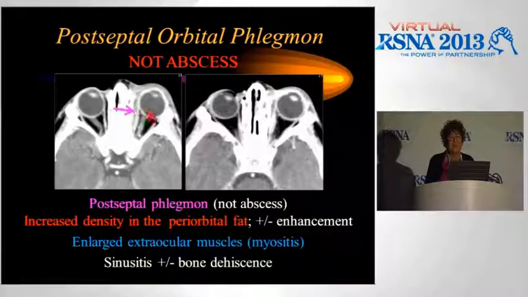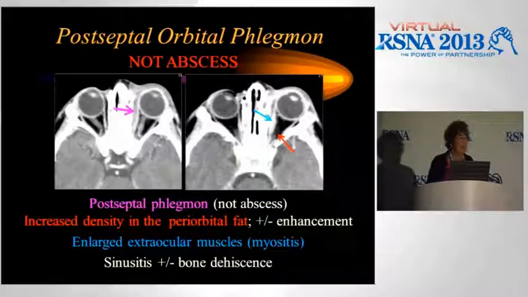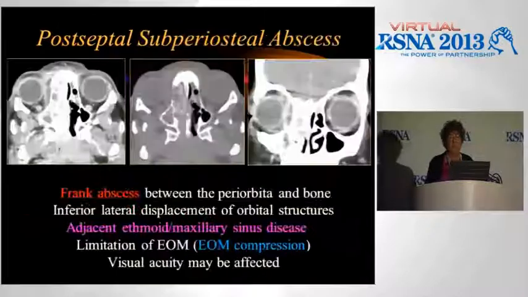And you can see here that there is a collection between the periorbita and the medial rectus muscle. And you can see increased density in the periorbital fat and enlargement of the adjacent extraocular muscles, indicating myositis of that medial rectus muscle. Now, sometimes you have sinusitis, sometimes you don't. Sometimes you have bony dehiscence, sometimes you don't. There are valveless veins between the sinuses and the orbits.